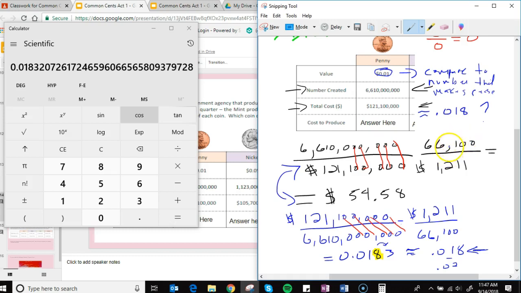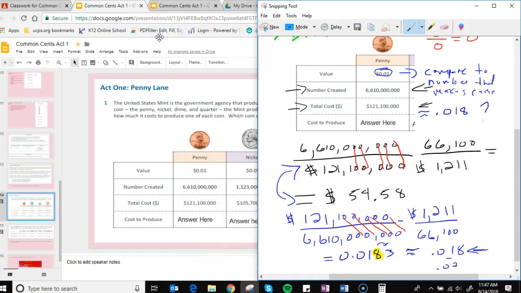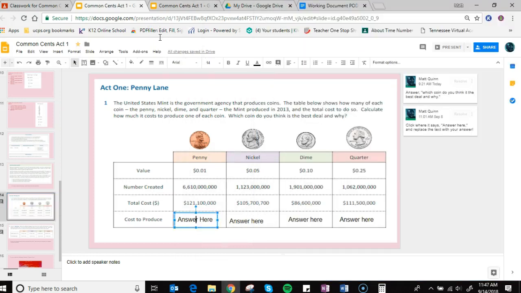So, with that being said, what you're going to have to do with your answer is come down here to your Google Slides and plug it in: 0.018. And that's our first answer for the penny. We worked this out in class, and I've shown it to you again. I need you guys to figure out what it is going to be for the nickel, the dime, and the quarter.